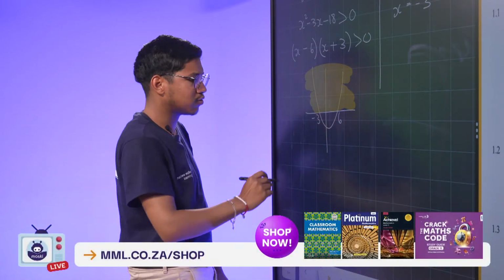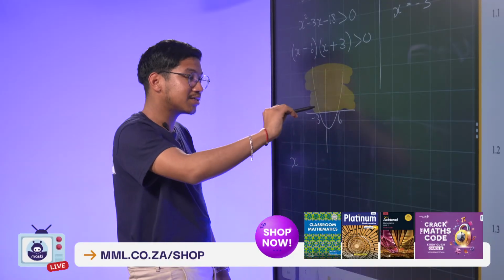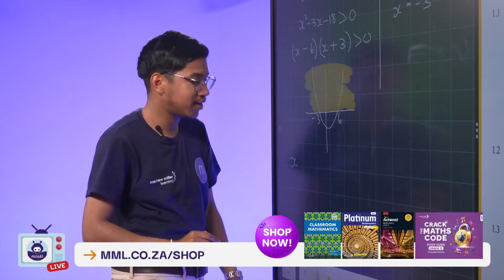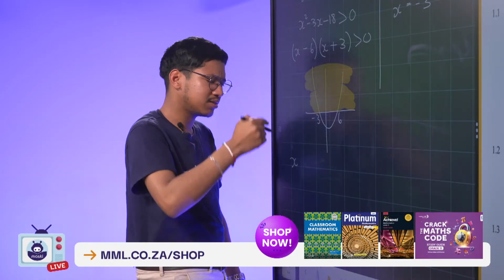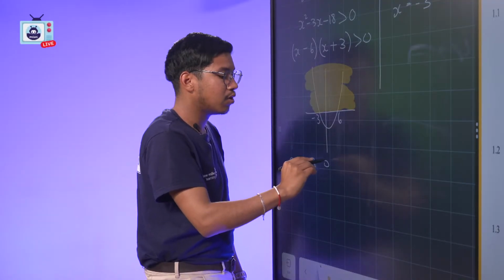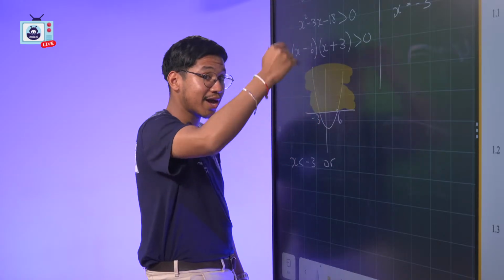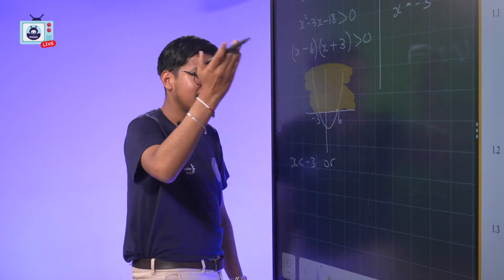Very, very simple. So all I will do is I will say x. You can see this line over here is going to the left, right, for infinity. So what is to the left? It is less than. So x is less than negative 3, or from this line over here, it is going to the right, to infinity. And to the right is what? Greater than.